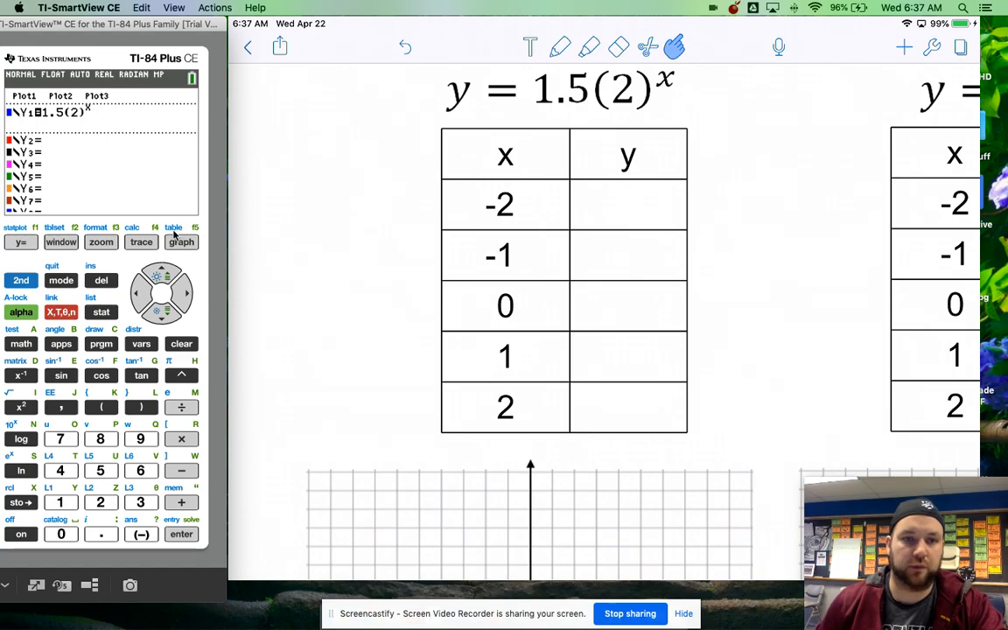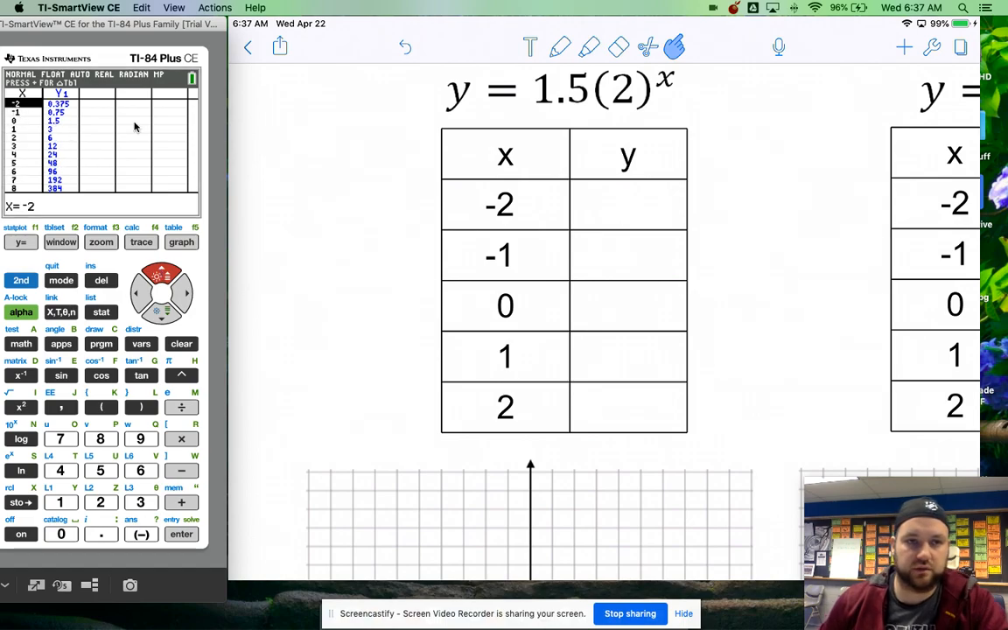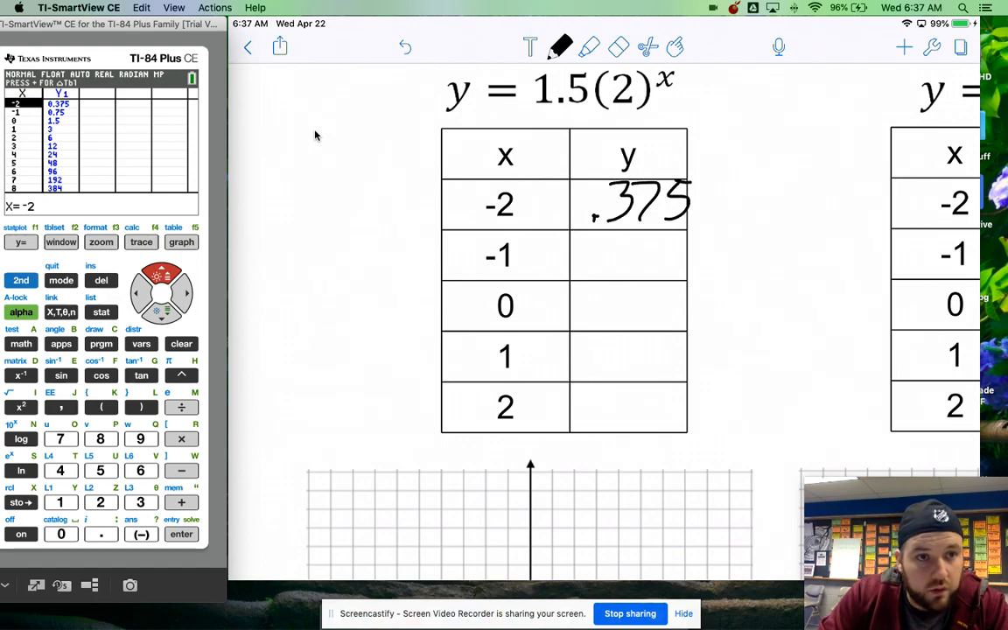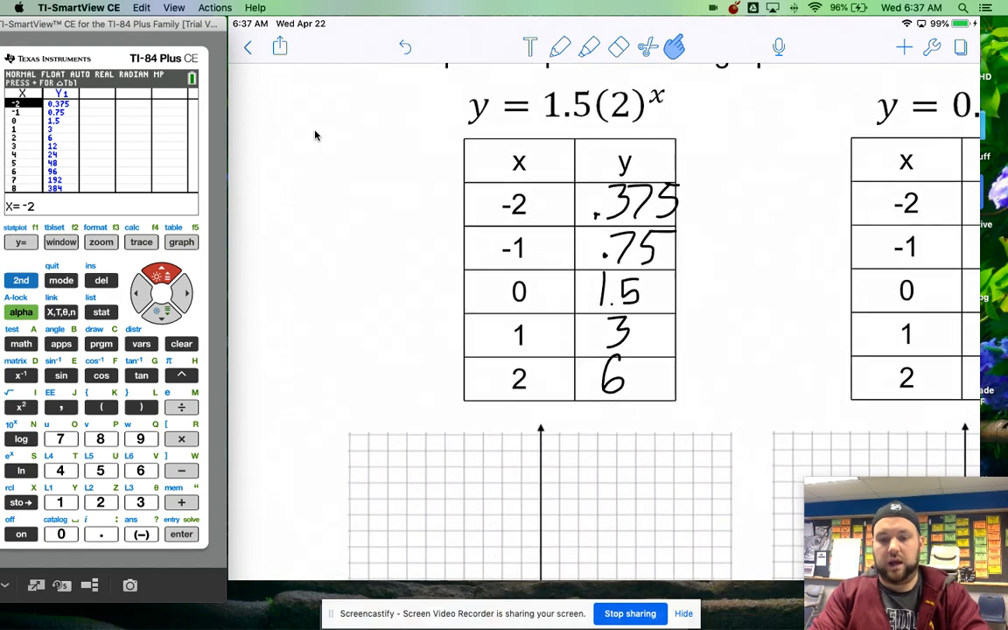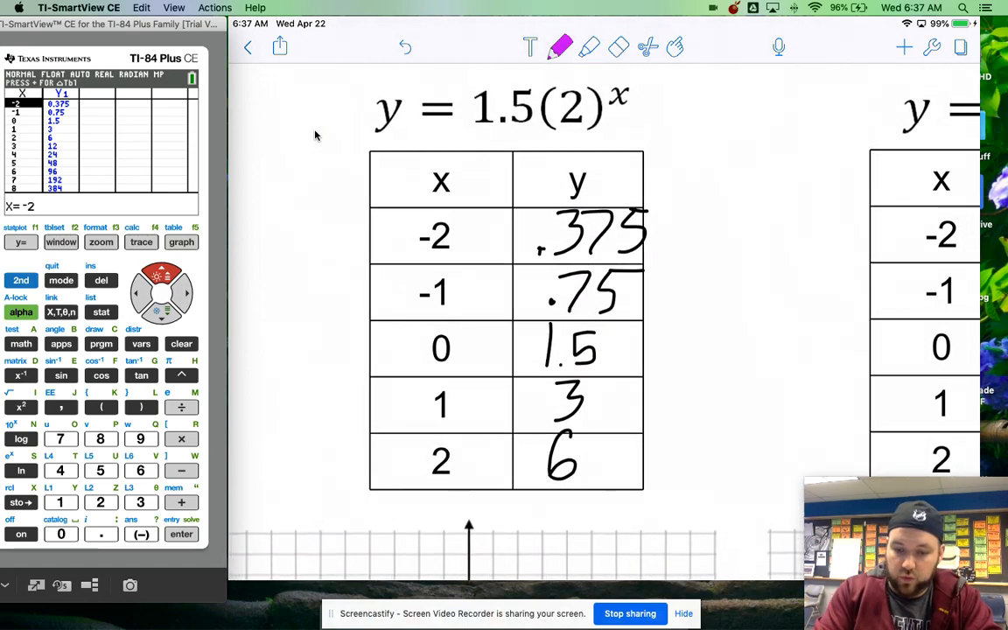Now I'm going to go to the table function. So table is second graph. And now I can see it has all of the positive x values over here on the left side. I'm going to go back just a little bit to -2 and use those numbers to fill in my table: 0.375, 0.75, 1.5, 3, and 6. Now, I don't want to get into this too much immediately, but here's where these numbers show up in this table. That 1.5, that's our start value.